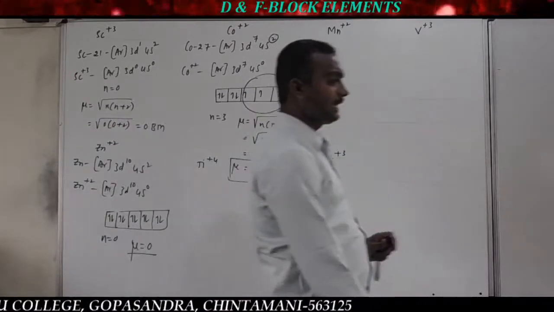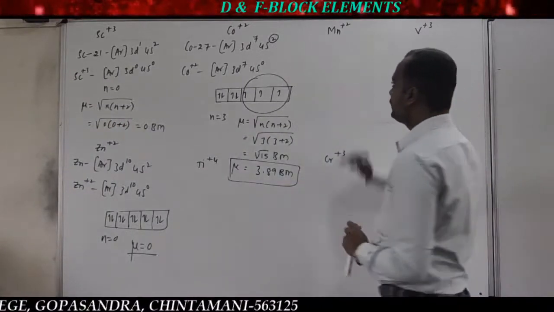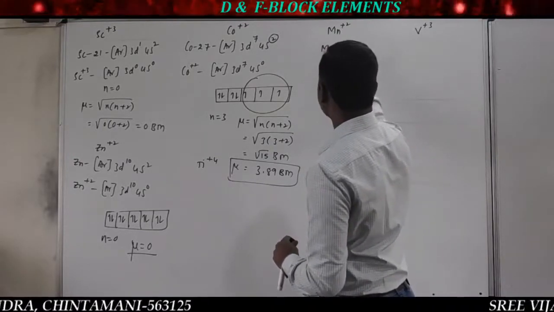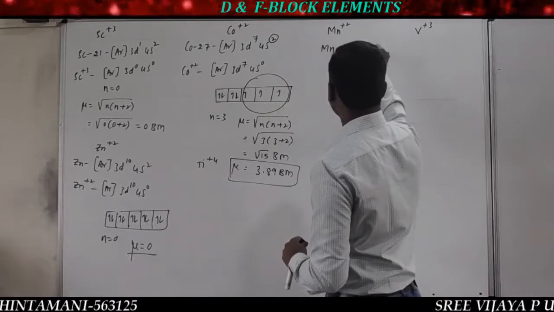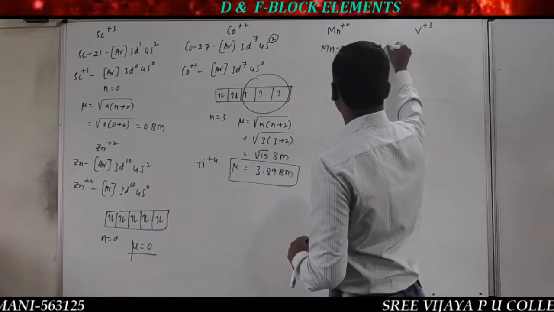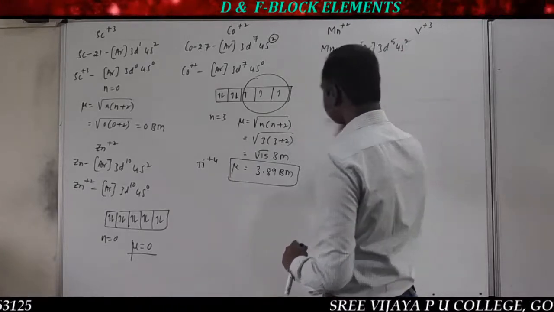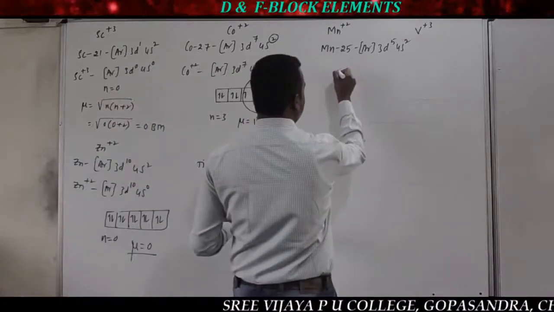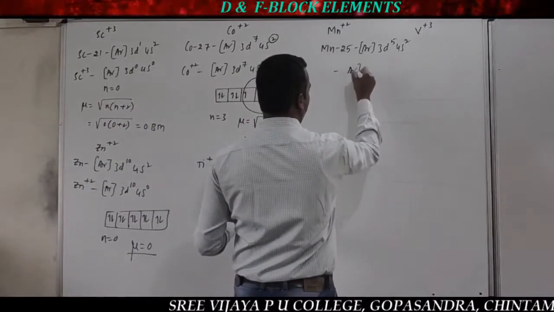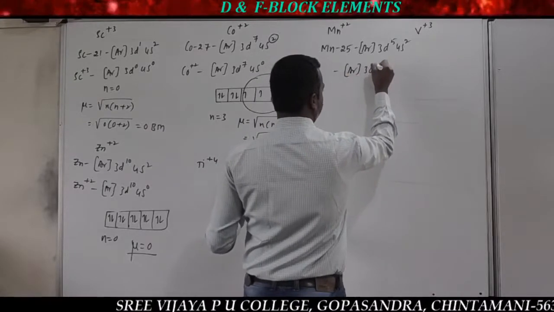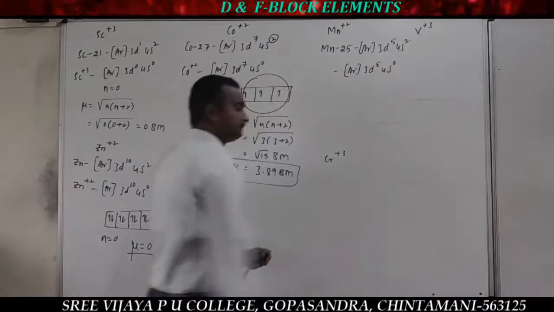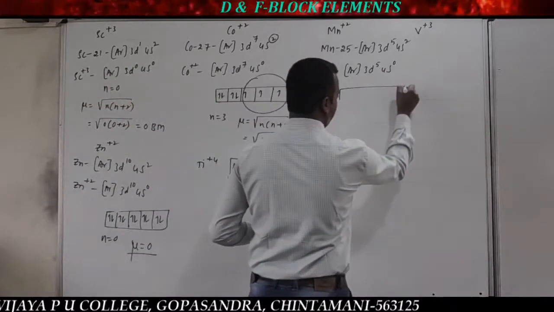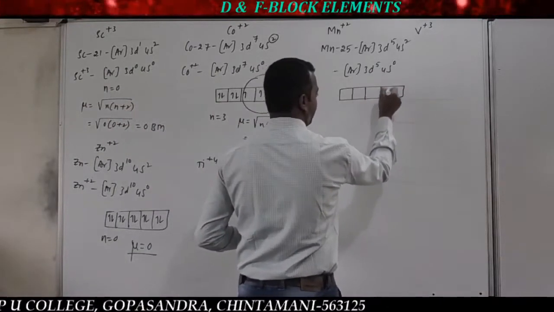Similarly, you can calculate the magnetic moment for Mn plus 2. What is the configuration? Taking Mn, the atomic number is 25 and the configuration is argon 3d5 4s2. They asked for manganese plus 2, so you have to lose the 2 electrons from 4s. So 3d5 remains, with 4s0. For 3d5, how many d orbitals are there? 5 d orbitals, so fill them up.